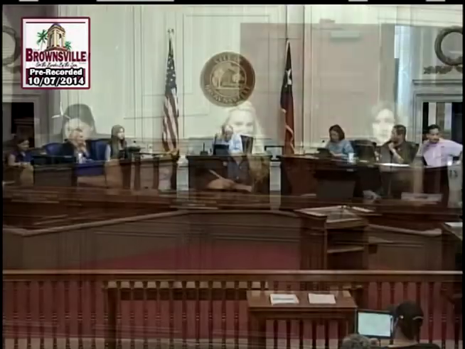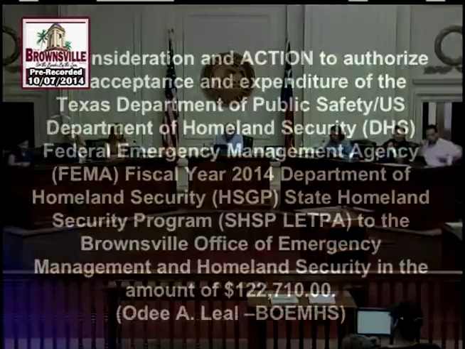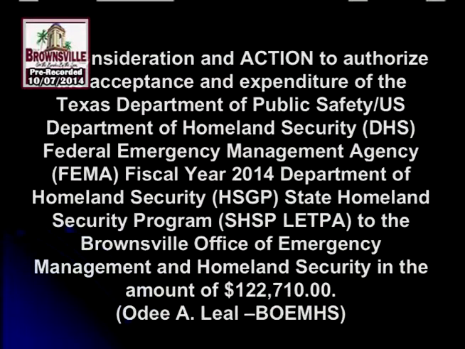Can we go on to the next item, item number 13? We voted, it passed. Next item? Item 13, consideration and action to authorize the acceptance and expenditure of the Texas Department of Public Safety, U.S. Department of Homeland Security, Federal Emergency Management Agency fiscal year 2014, Department of Homeland Security State Homeland Security Program to the Brownsville Office of Emergency Management and Homeland Security in the amount of $122,710.